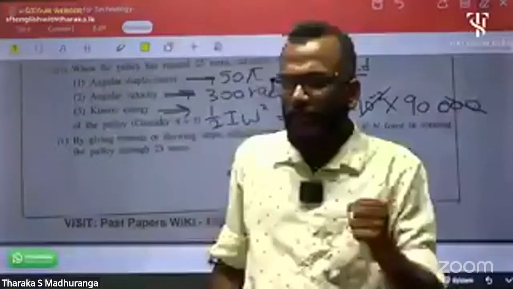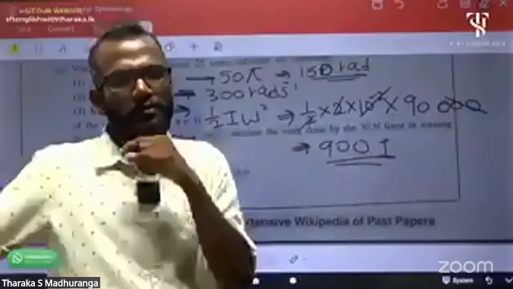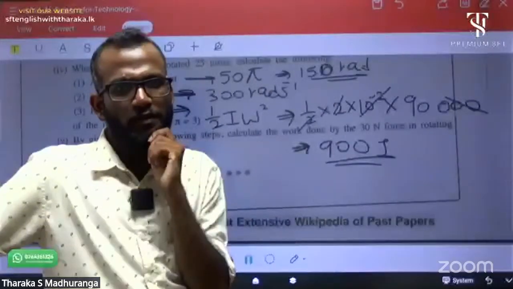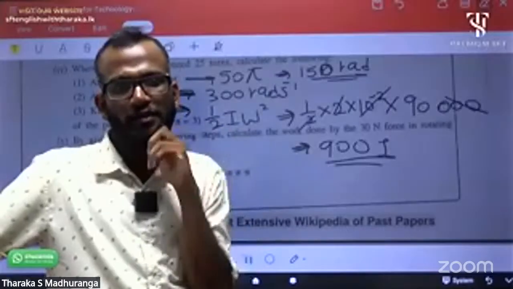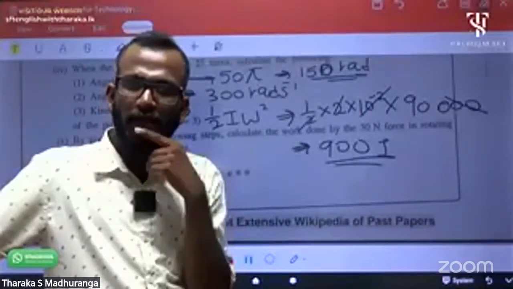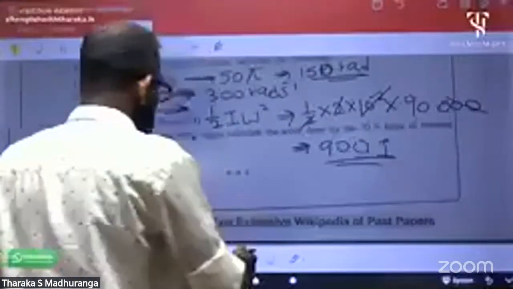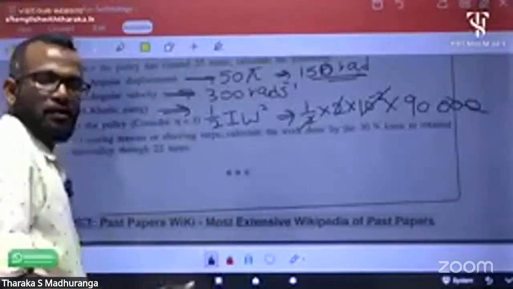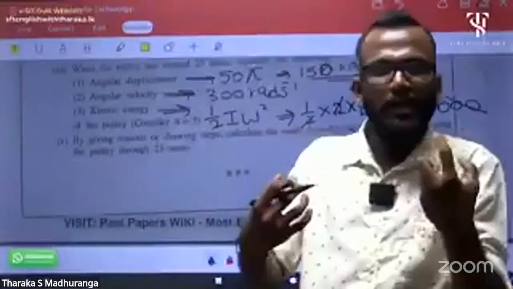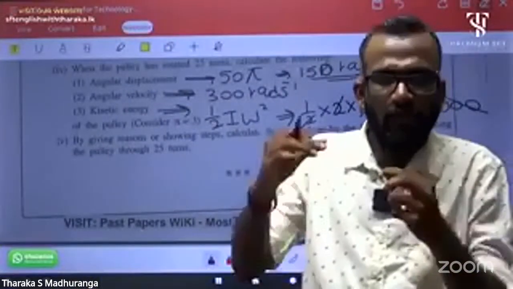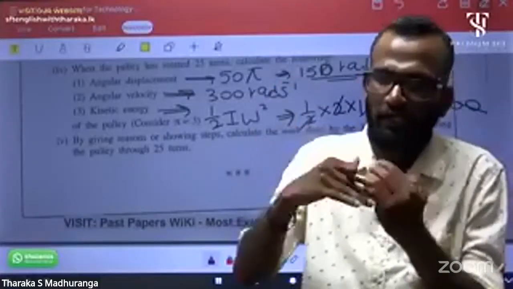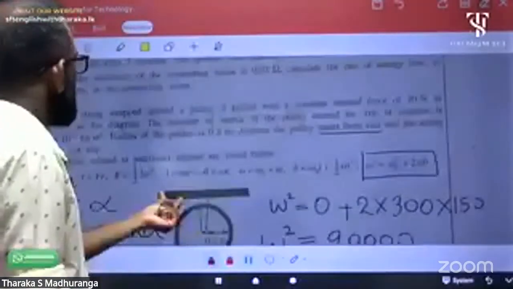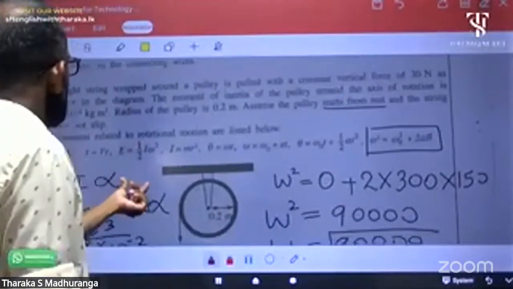Okay, what is the answer? How is it coming 942? Actually, the answer is 900. Why? Within 25 revolutions, the rotational kinetic energy is 900. The pulley doesn't have any extra mechanical energy. It only contains rotational kinetic energy. It doesn't have any potential energy or anything, right? It's not mentioned here. No other energy stored.